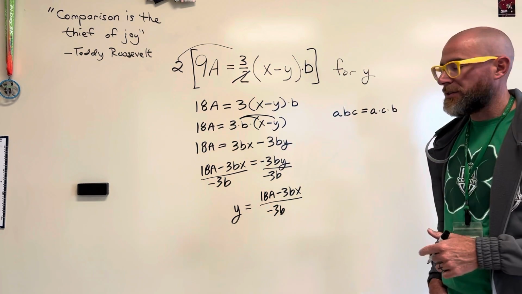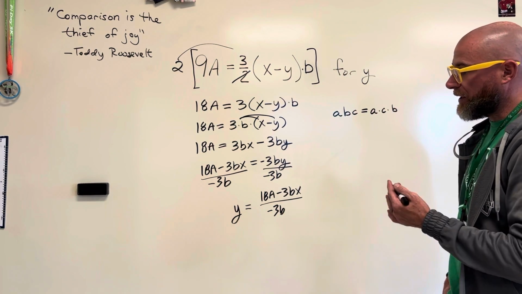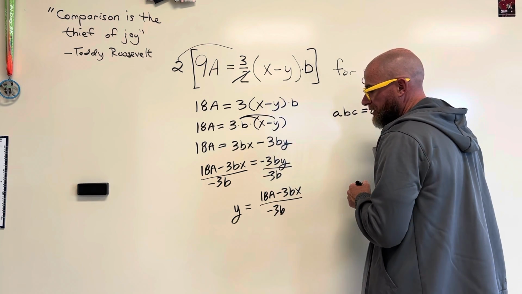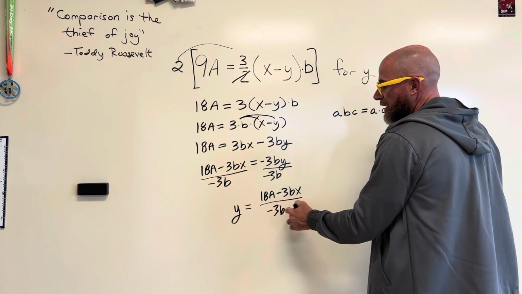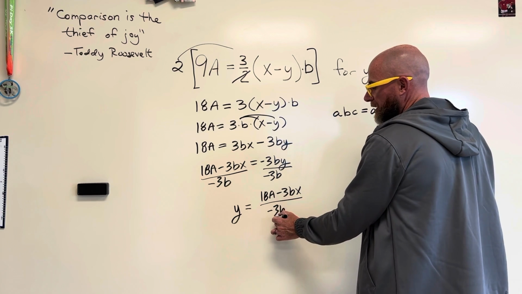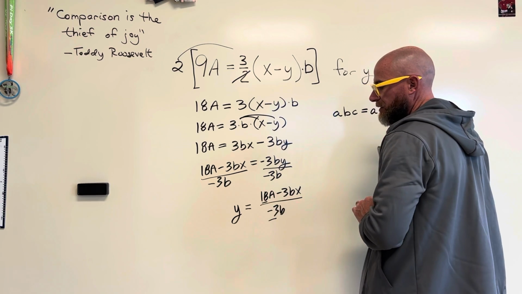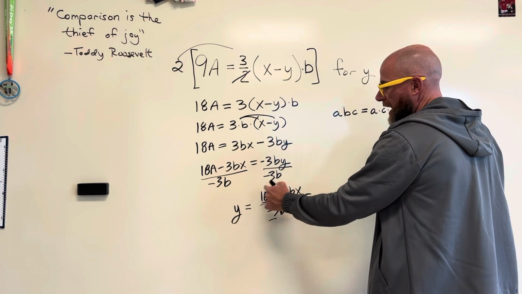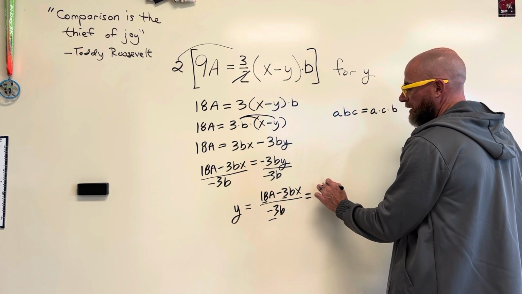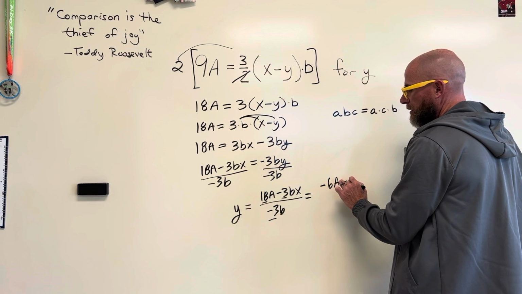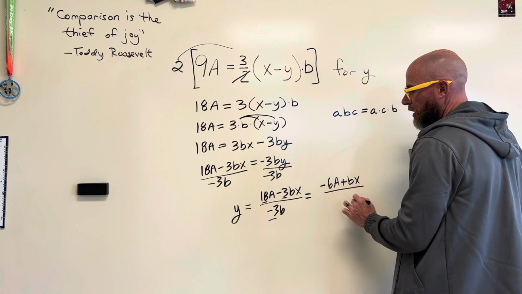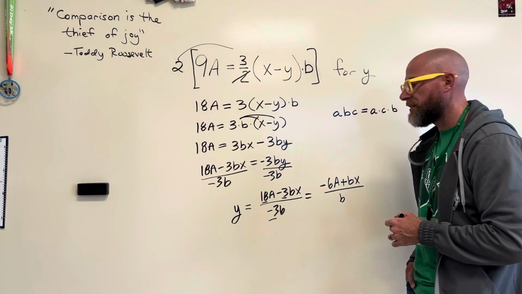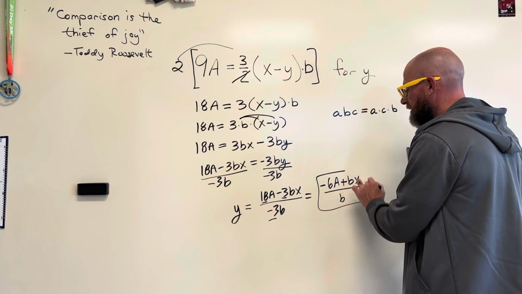I could leave this, however, some people look at this and get the itch to start simplifying. Now, one thing I could do is I have a negative 3 here. 18 is divisible by 3, and negative 3 is divisible by 3. So I could divide everything by that negative 3 if I like, and I would have negative 6a plus bx all over b. This would be a more simplified response. I could leave this as an answer.